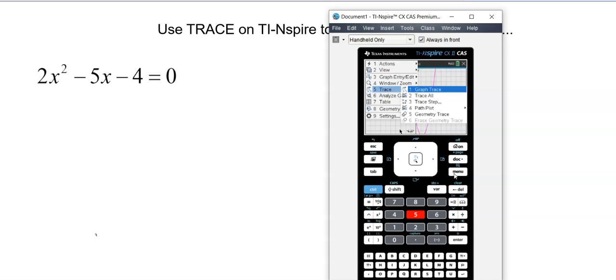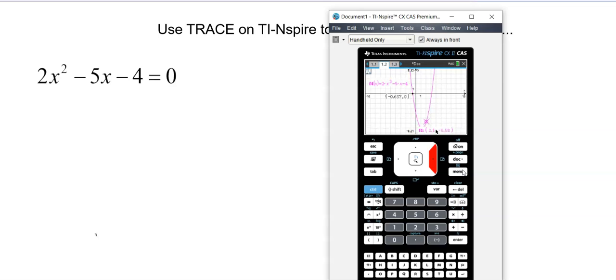So menu 5.1 is the graph trace option. If you click left, so I'm literally clicking to the left here a few times, it says the word zero. Looks like that's at negative 0.637. And then if you trace over the other one, menu 5.1, go to the right. So I'm clicking the right arrow. 3.14, very close to pi there, is the other one. So we have solutions at x equals negative 0.637 and x equals 3.14.